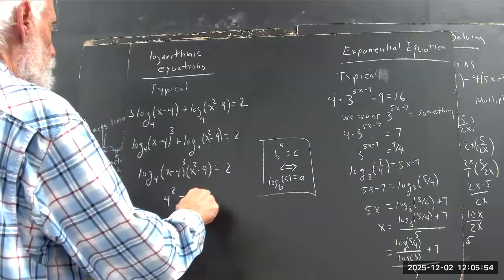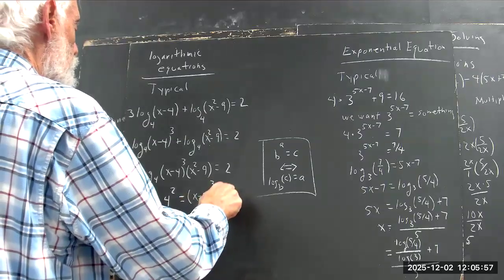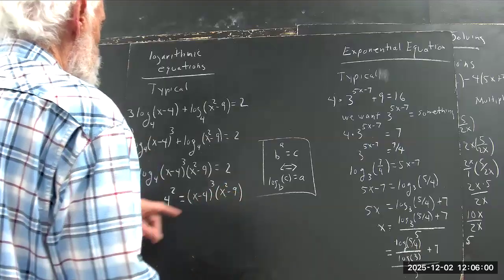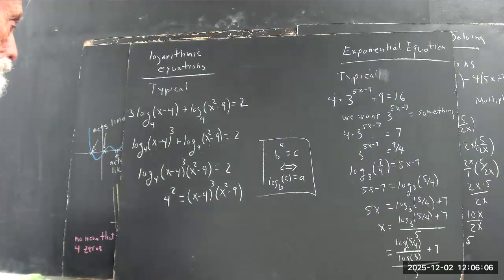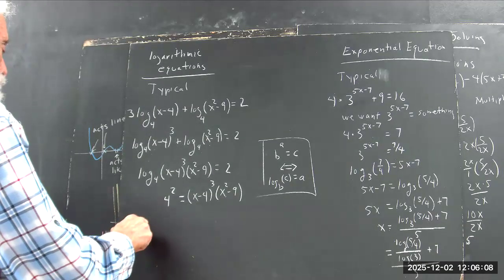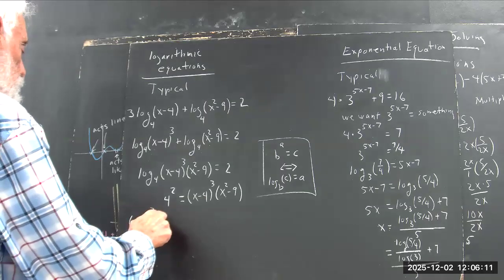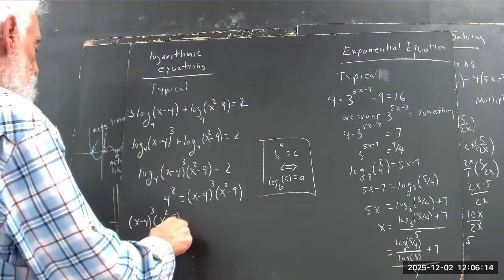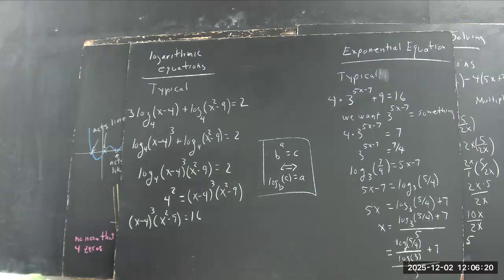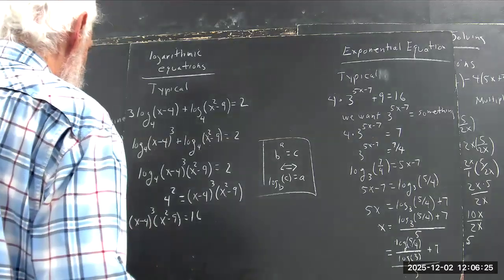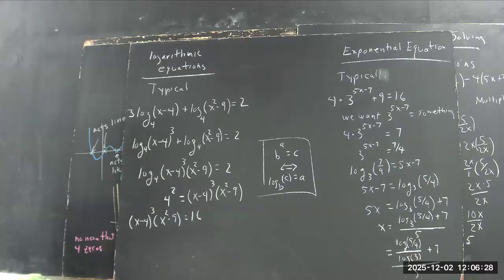equals (x minus 4) cubed times (x squared minus 9). So we could write that out as (x minus 4) cubed times (x squared minus 9) equals 4 squared, which is 16. Okay. Now, to solve this, we expand it and get a polynomial equal to 0.